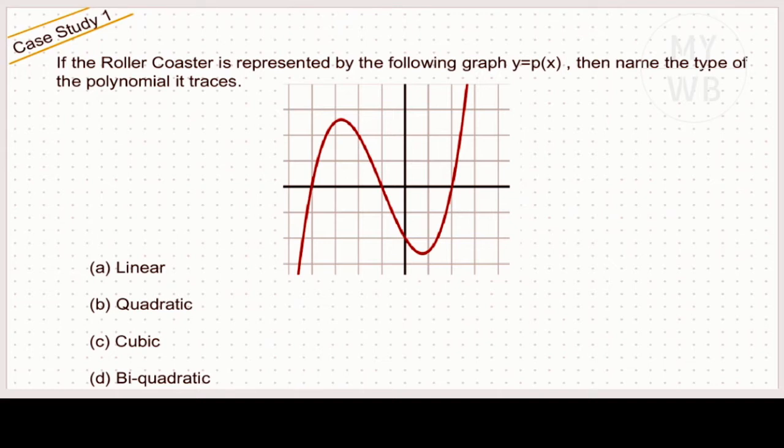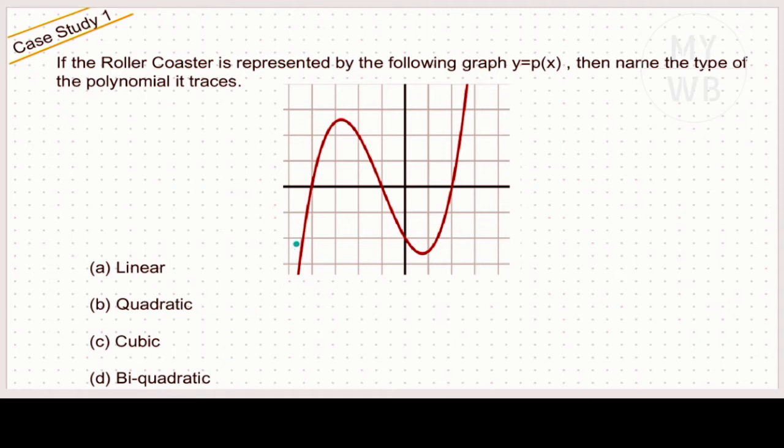First case study. If the roller coaster is represented by the following graph y equal to p of x, then name the type of the polynomial it traces. Options are linear, quadratic, cubic, biquadratic.